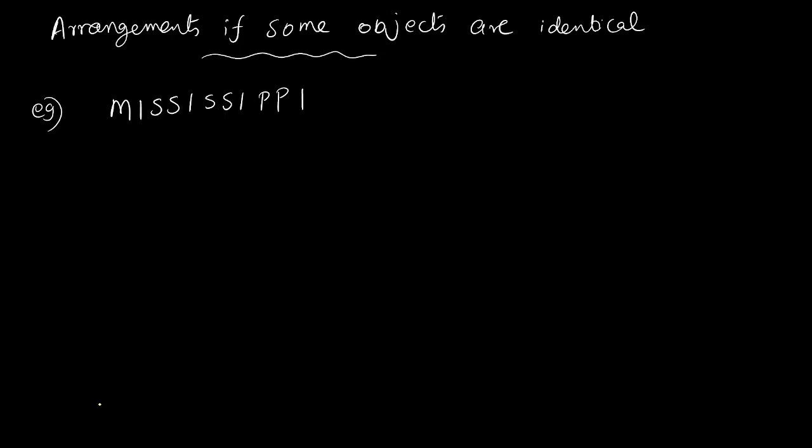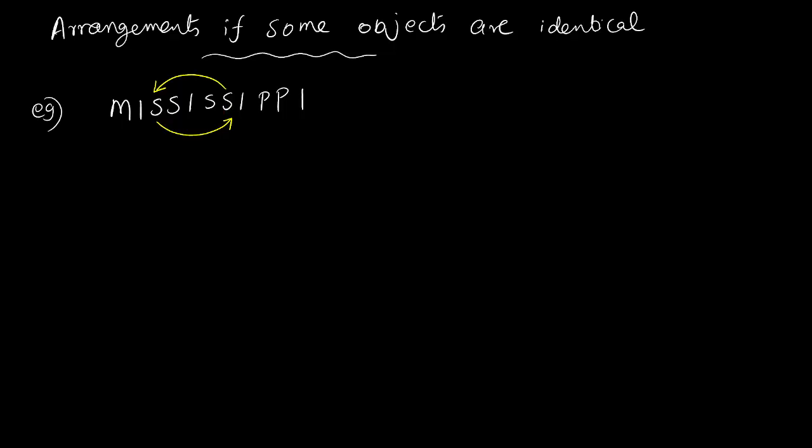So here the answer will be less than n factorial, because in this case, some interchanges do not change the word. For example, if this S goes to this position and this S goes to this position, you will get the same word. So we will not consider double counting. Double counting is not allowed. Some interchanging does not have any effect, so we will not consider that interchanging.